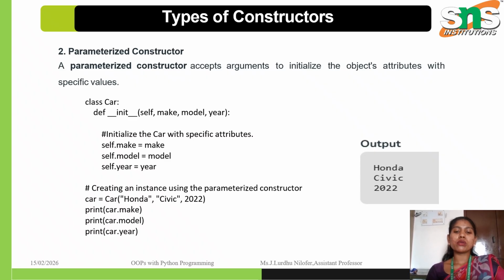Creating an instance using the parameterized constructor: car equals Car, and we give the attributes, the car's details. Then print the car's attributes, each one a parameter. So we get the output of this program: Honda Civic 2022.